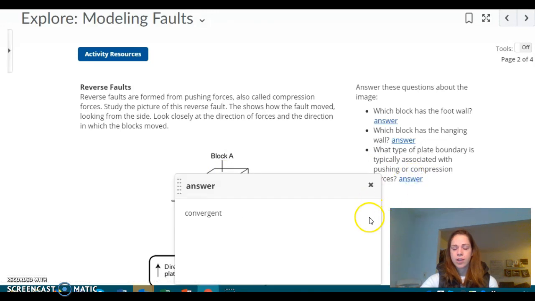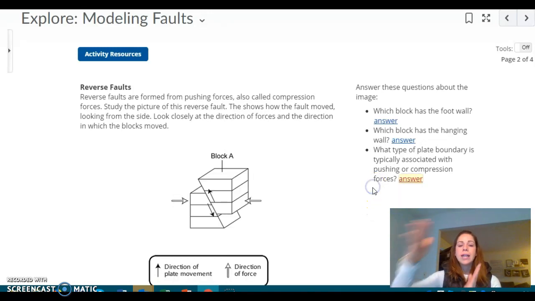So let's click on the answer there. So compression or convergent plates. So moving toward each other, you get a hanging wall that is higher. This is a reverse fault. Okay, I know this one kind of seems like it should be the other way, but a reverse fault moves toward each other and the hanging wall is higher.